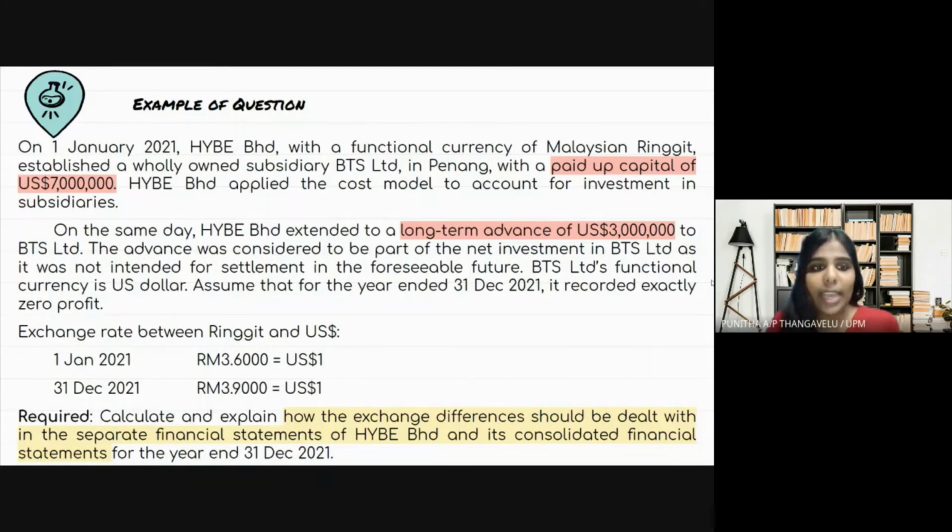So these are the exchange rates given between ringgit Malaysia and the US dollar. The question is, we have to calculate and explain how the exchange differences should be dealt with in the separate financial statement of Hai Berhad and its consolidated financial statement for the year ended 31st December 2021. So let's see the solution.